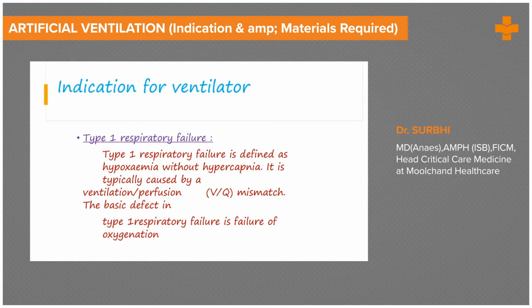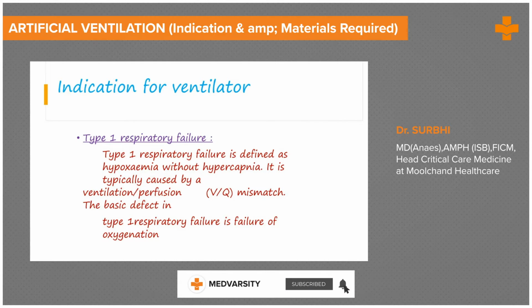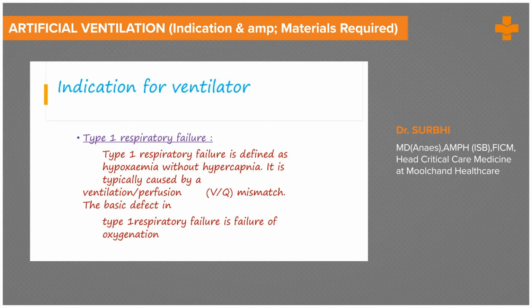So, indications for the ventilator. Now we have a lot of types of respiratory failure. Type 1 respiratory failure is defined as hypoxemia without hypercapnia. That means your oxygen levels are low, but your carbon dioxide levels are within the normal limit. This is the most important thing. This is basically a failure of the oxygenation. That is, there is a problem in the lung parenchyma, which is why the oxygenation is not adequate to meet tissue demands. So you have low oxygen but normal carbon dioxide.